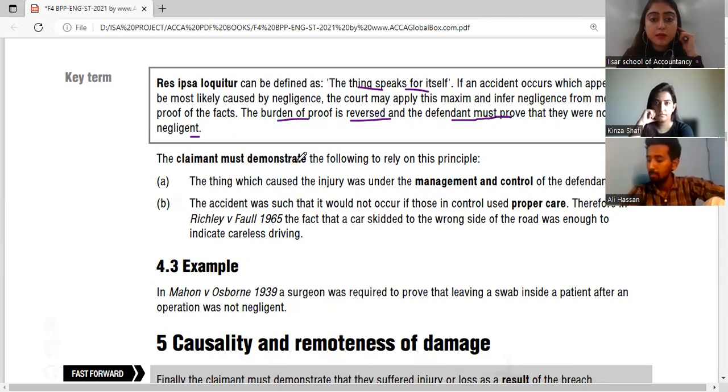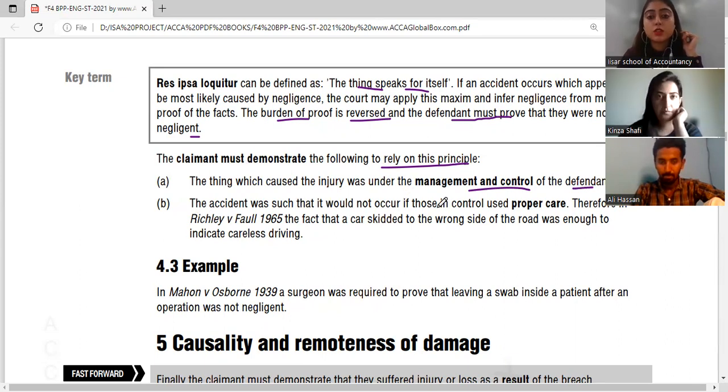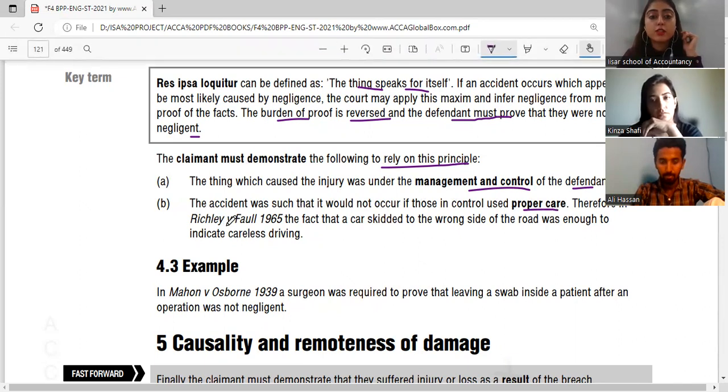The claimant must demonstrate the following to rely on this principle. The thing which caused the injury was under the management and control of the defendant. The accident was such that it would not occur if those in control used proper care. Therefore, in Richley versus Paul, 1965, the fact that a car skidded to the wrong side of the road was enough to indicate careless driving.